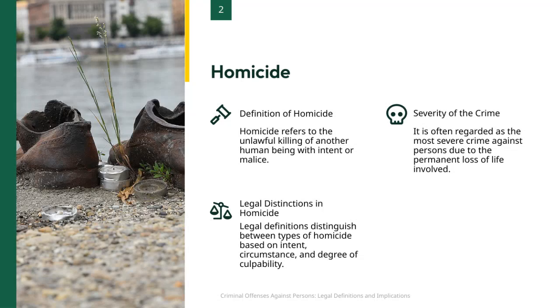Homicide is defined as the unlawful killing of another person, carried out with intent or malice. It's considered one of the gravest crimes because it results in the irreversible loss of life. Legally, homicide is not just one single category. Instead, the law differentiates between various types based on factors like the killer's intent, the circumstances surrounding the act, and how responsible or culpable the person is deemed to be. Understanding these distinctions is crucial because they affect how the crime is prosecuted and what penalties may apply.